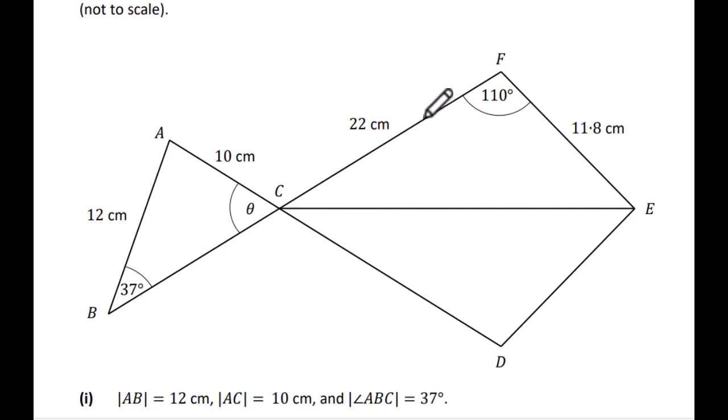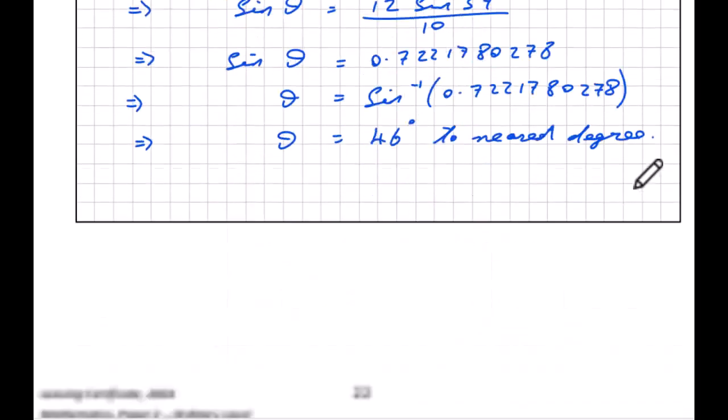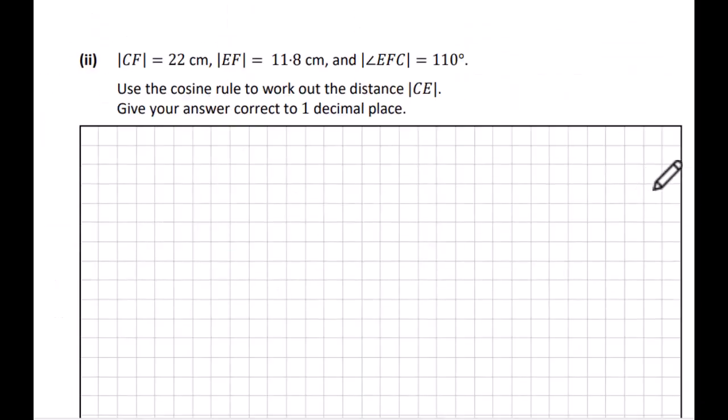This time we have two sides and an enclosed angle. When you see that, you can use the cosine rule. So we're going to say this side squared is equal to this side squared plus this side squared minus twice this times this times cos this here, 110. So let's write all that out. The side CE squared is equal to 22 squared plus 11.8 squared minus twice 22 times 11.8, and then it's cosine of 110 degrees.